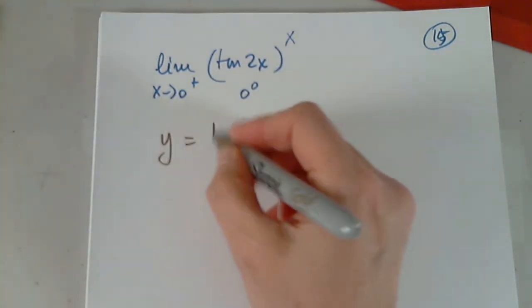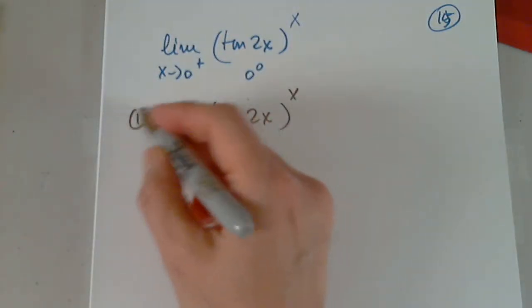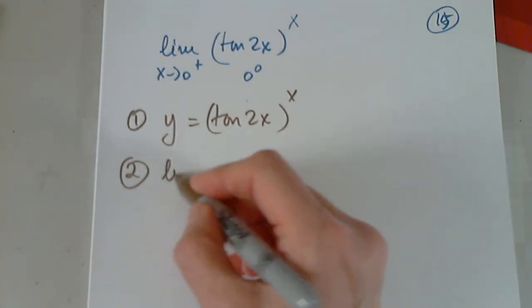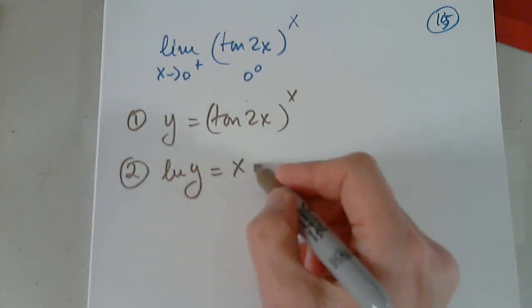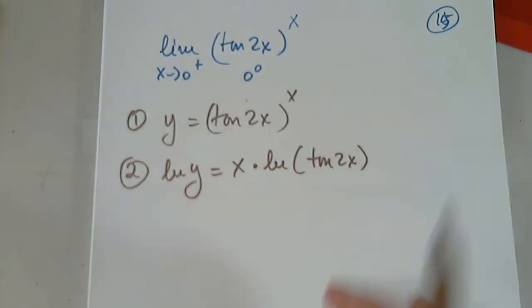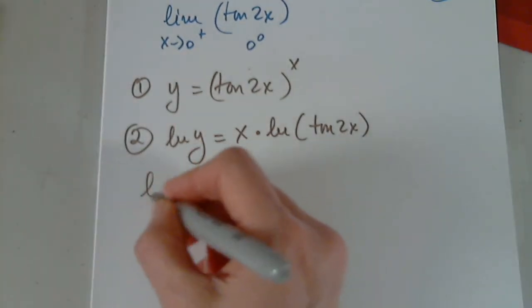Literally, I have no choice. Tangent to x raised to x, that's my first step. In step 2, I have to apply natural log. Natural log y equals x multiplied by natural log of tangent to x. Like before, I have to apply the limit to both.